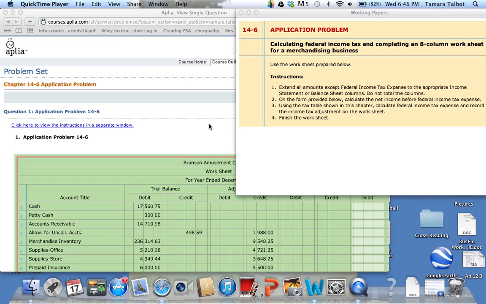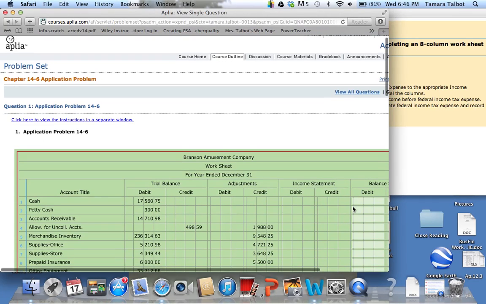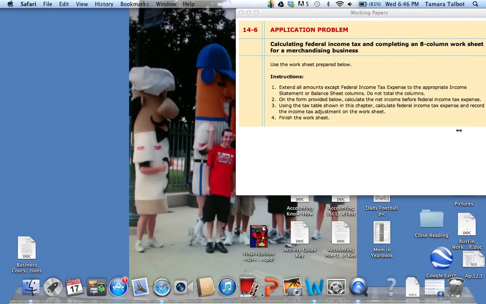Problem 14-6, calculating federal income tax and completing an 8-column worksheet for a merchandising business. First of all, it says to extend all amounts except federal income tax expense to the appropriate income statement or balance sheet columns. Do not total the columns. Okay, so we will, let me make this a little bit bigger.